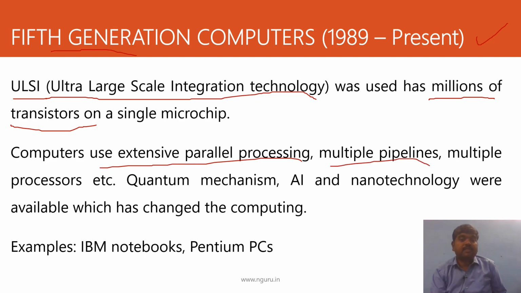Multiple pipelines and multi-processors have come into the picture, and quantum mechanisms, artificial intelligence, and nanotechnologies were made available, which revolutionized the computing power of the systems. Some examples include IBM notebooks, Pentium PCs and all that. So, we are currently in the fifth generation.